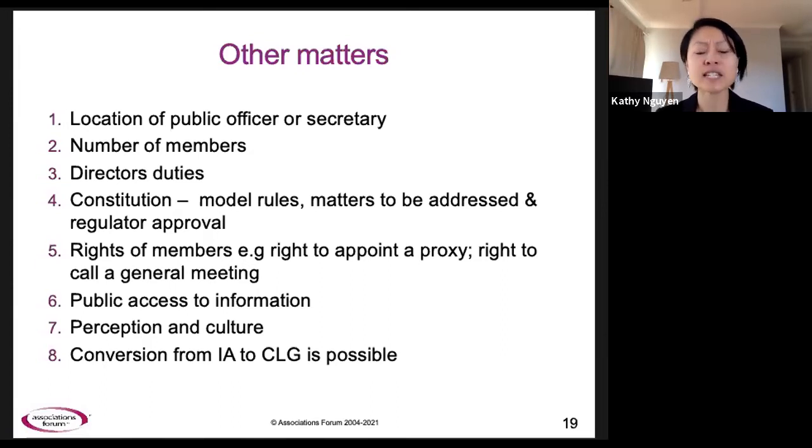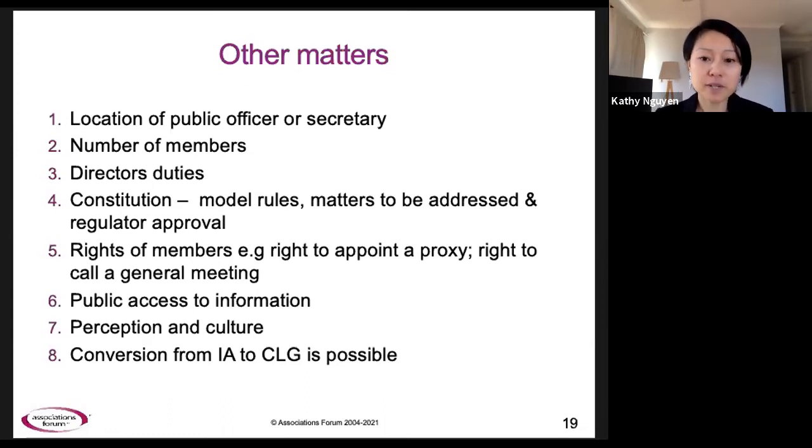Because what we see sometimes is as associations mature and evolve, for example, they might have set up in the ACT, but they now no longer have any volunteers in the ACT who can act as a public officer. So that can be a bit of an issue.